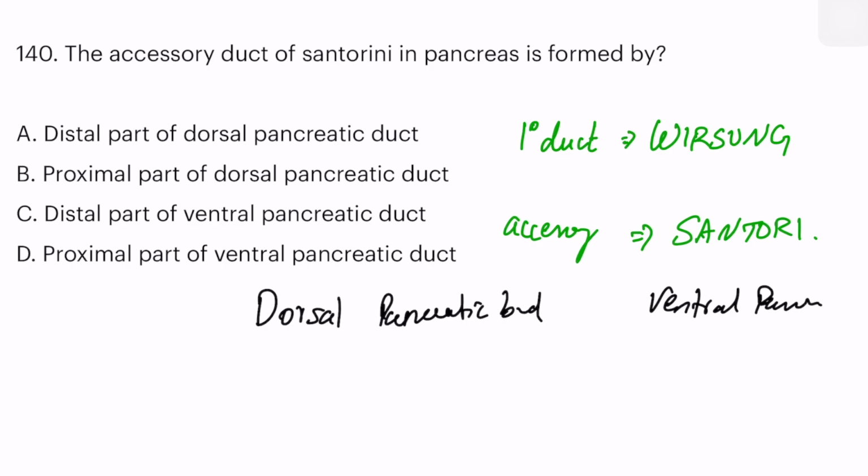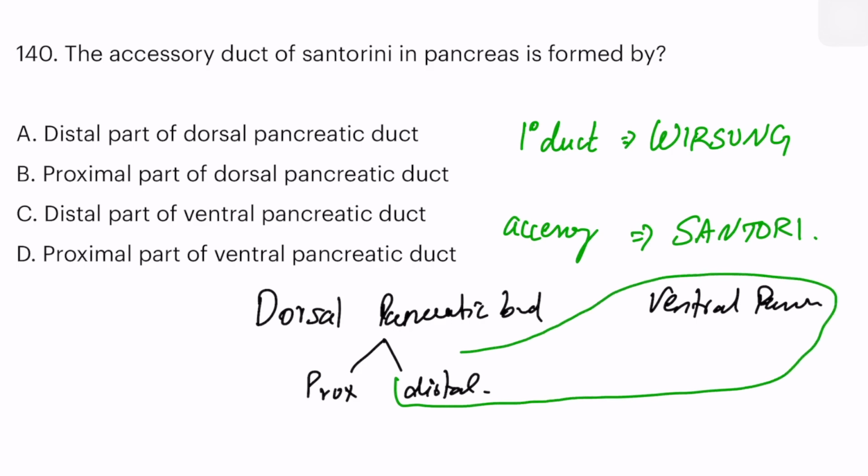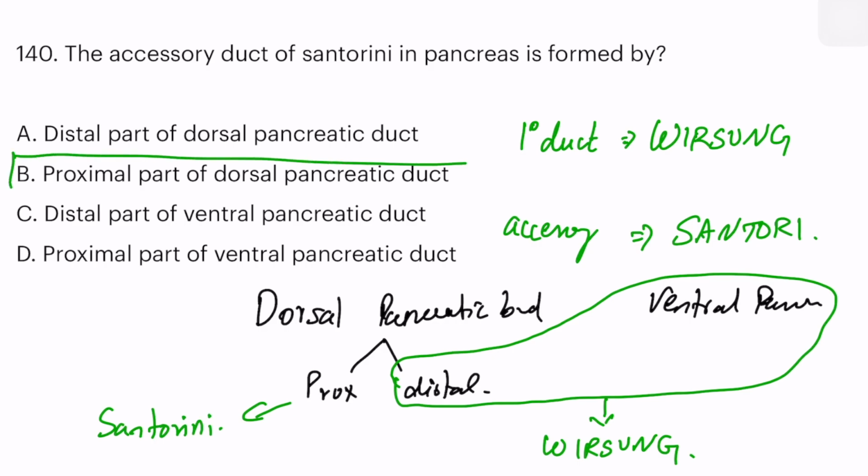In the dorsal pancreatic bud, we can split it into a proximal and a distal portion. The distal portion of the dorsal pancreatic bud and the ventral pancreatic bud, the ducts of both of these parts, form the Wirsung. And the proximal dorsal pancreatic bud forms the Santorini. I will show you an image. So the answer is the proximal part of the dorsal pancreatic duct.